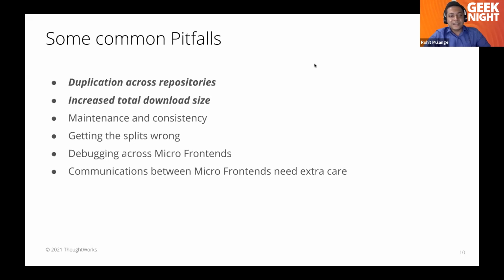The other pitfalls are maintenance and consistency. You have multiple projects to maintain. You have the communication that must happen between the teams that are running these different projects. One major thing is getting the splits wrong. It is very important that you split your application into the correct independent features that each become a micro frontend so that you don't have a lot of overlap. Another issue could be that because all of these micro frontends are running in the same browser, debugging could become difficult, and communication between micro frontends, not just the teams, because together they form one application in the UI. You need to take care of how these different parts of the application are going to communicate.